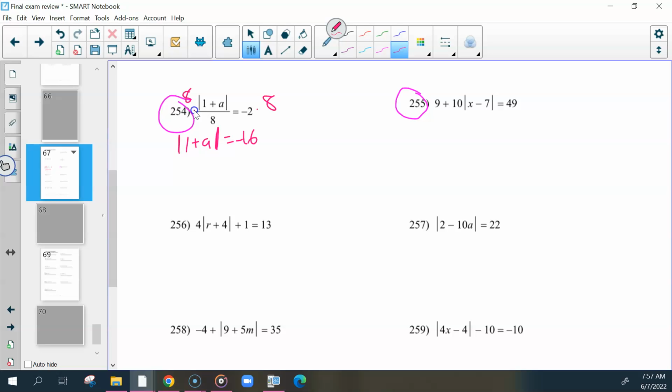Because we have a negative on this side, remember that absolute value equations cannot equal a negative, so there's nothing else we could do here. This would be no solution.